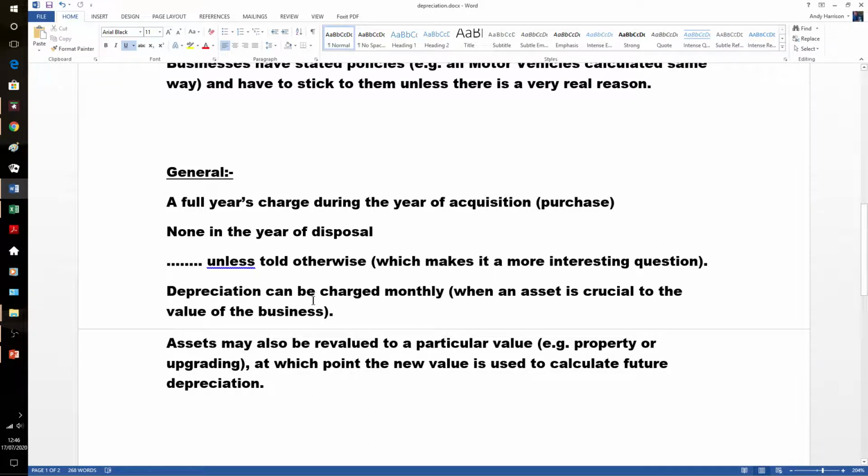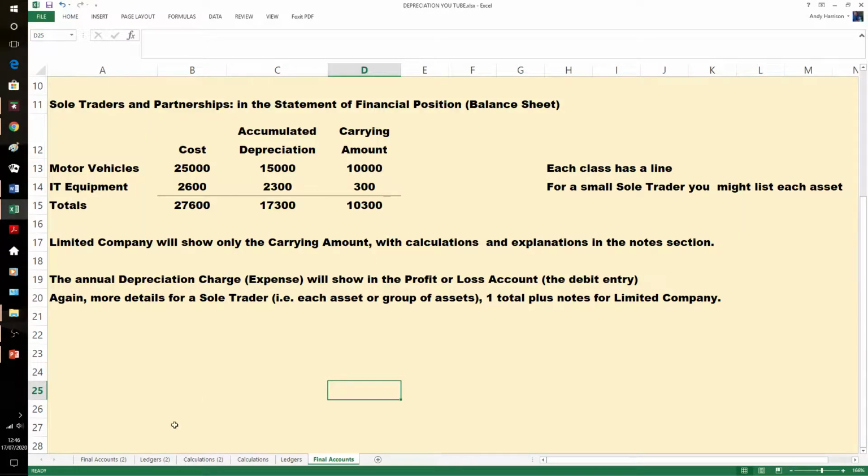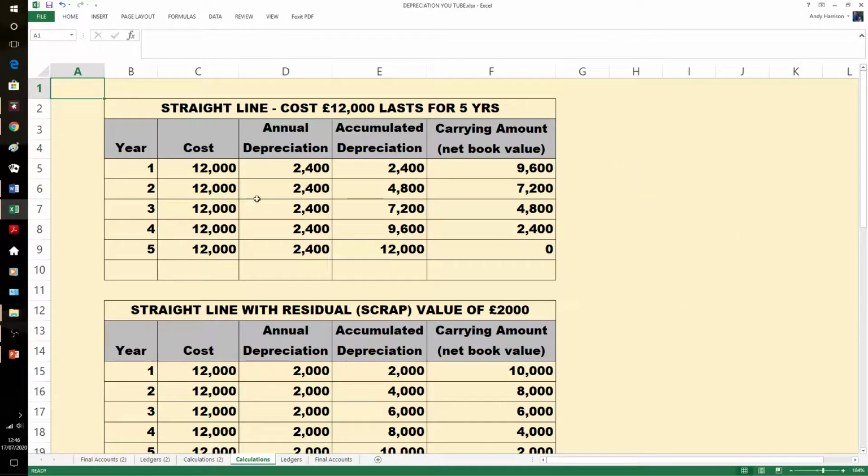Also, depreciation can be charged monthly. So if an asset is crucial to the value of the business, you would charge it on a monthly basis and possibly even produce a profit or loss account every month. Therefore, if you own something for 6 months during the year, you've got 6 months' worth of depreciation. On our original calculations, 2,400 a year is £200 a month. If you own it for 3 months of the year, that would be £600. If you own it for 9 months, £1,800. So you look at the date of acquisition.